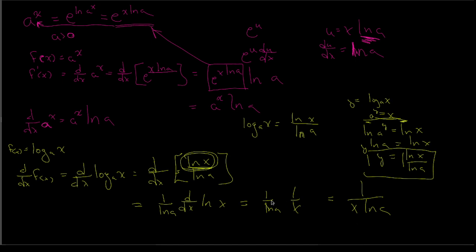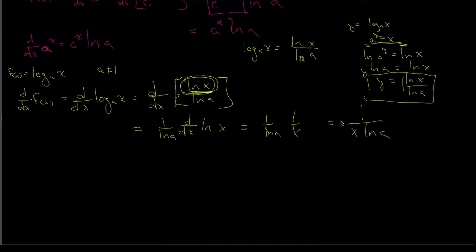And we do get a weird limitation here now. a cannot be 1, because the natural log of 1 is 0, and that would give us a division by 0 problem. So we can add this to our bank of derivatives.